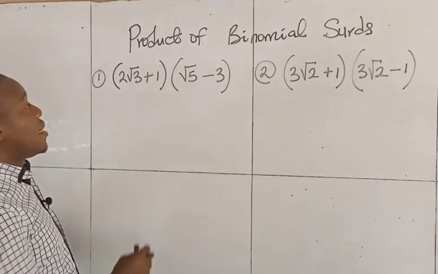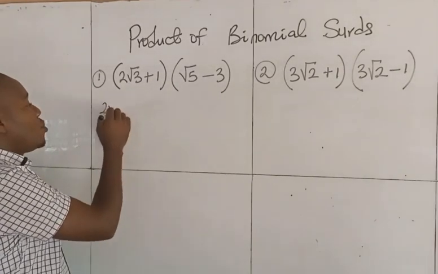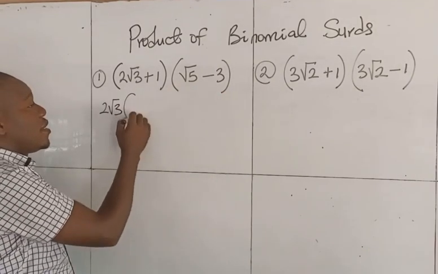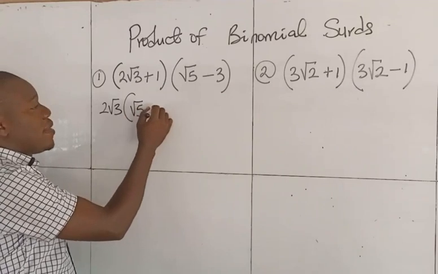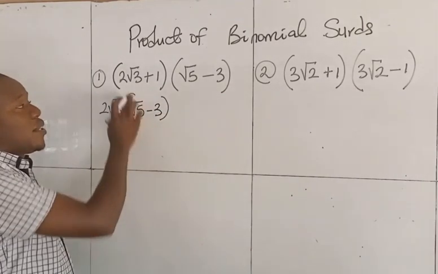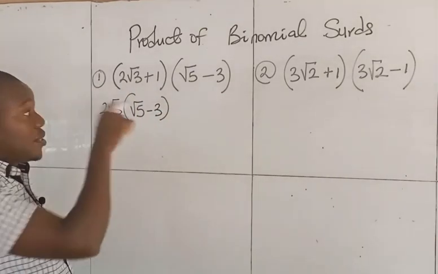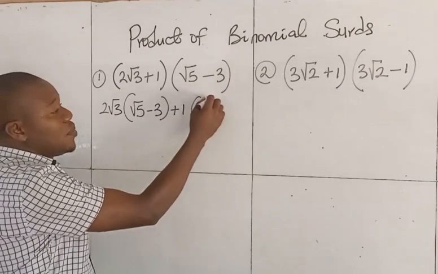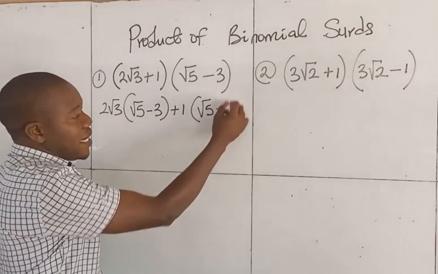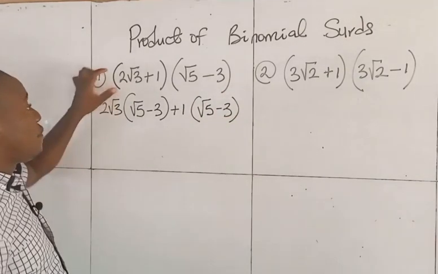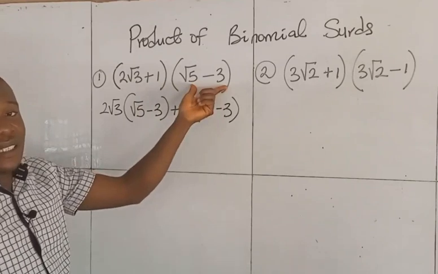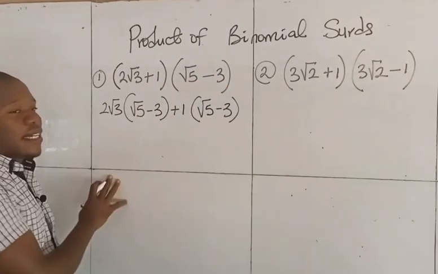When we consider that, it means we have 2 root 3, that's the first term, multiplies everything here, root 5 minus 3. And then we are done with 2 root 3. We proceed to the next term, plus 1, multiplies everything here, root 5 minus 3. What we've done is that the first term multiplies the entire bracket, the second term multiplies the entire bracket. So we can open up this bracket and simplify.